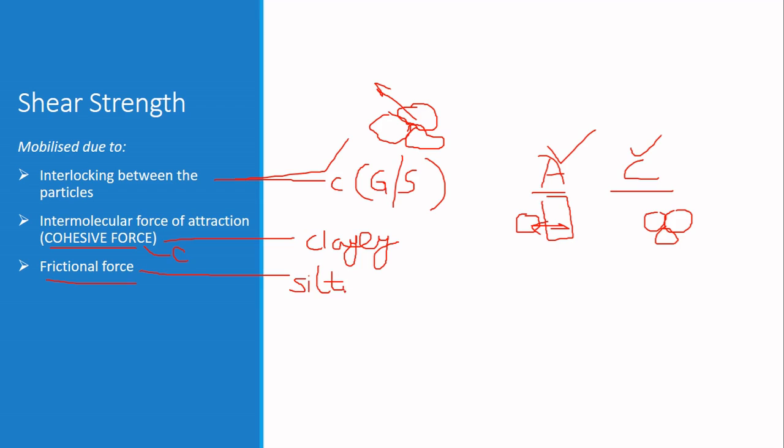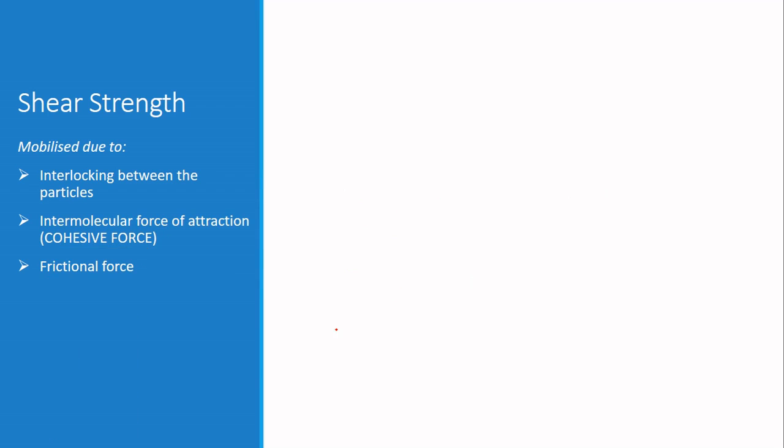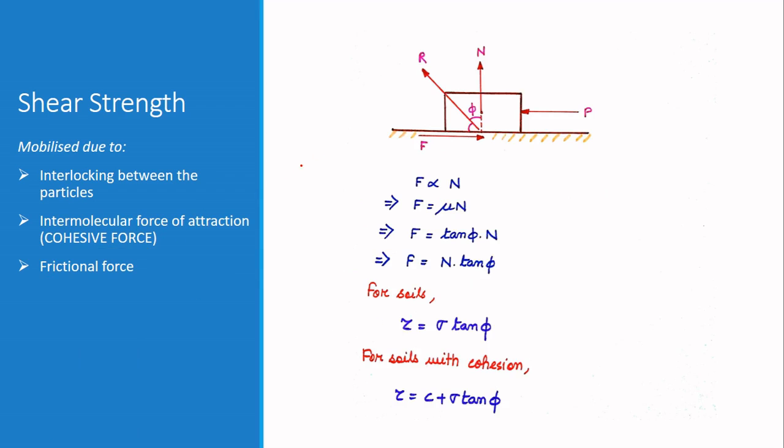Now silty soil has frictional force acting as well as cohesive force. So silty soil develops shear strength because of cohesive force as well as frictional force. Now let us try to understand the frictional force in more detail. So let us go to the basics of physics.